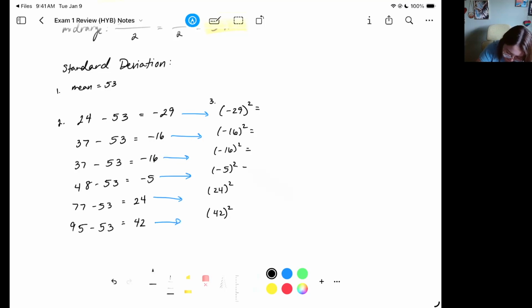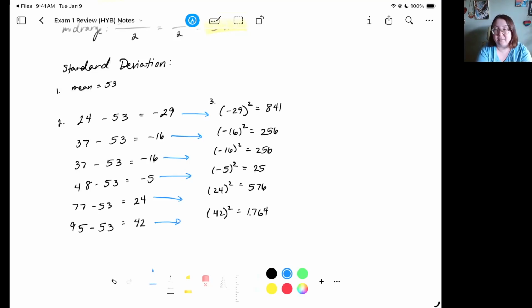This one you will most likely need a calculator for most of these. And we'll go ahead and calculate what these equal. So negative 29 squared is 841. Negative 16 squared is 256, which once again, we get to write twice. Negative 5 squared is 25. You may have known that one. 24 squared is 576. And 42 squared is 1,764.